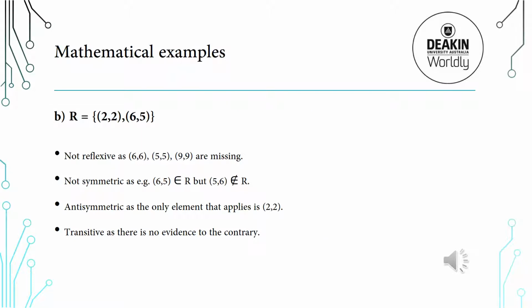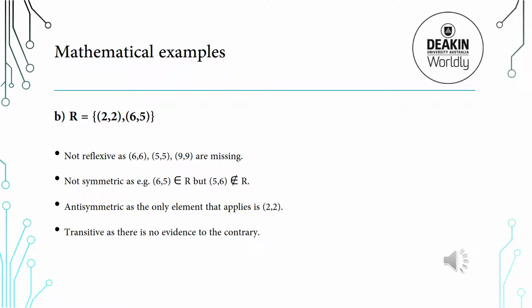The second mathematical example shows a relation that consists of two pairs. The first pair is 2 and 2, and the second pair is 6 and 5. This relation is not reflexive, as the following pairs are missing: 6 and 6, 5 and 5, and 9 and 9. This relation also is not symmetric, as the pair of the two elements 6 and 5 belongs to the relation, but the pair of 5 and 6 doesn't belong to the relation.